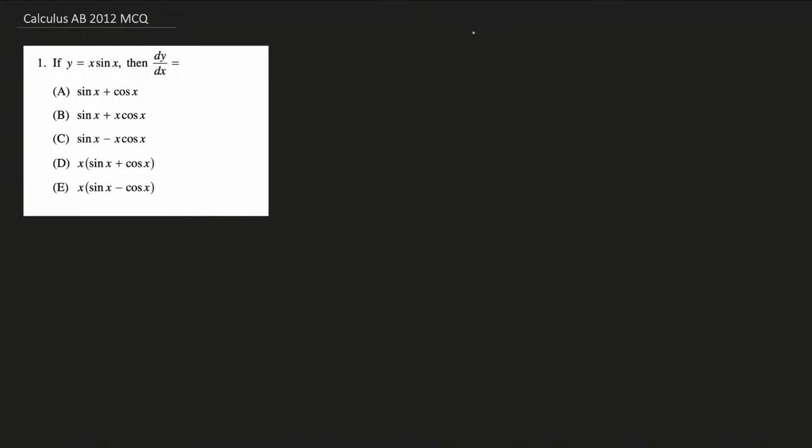Problem 1 is y equals x times sine of x, then dy/dx is equal to, this is just a product rule. So to get y prime, you just have to take the first part's derivative and then the second part's derivative, and so this is how you do it. So you take the x prime times sine of x plus the derivative of sine of x times x.